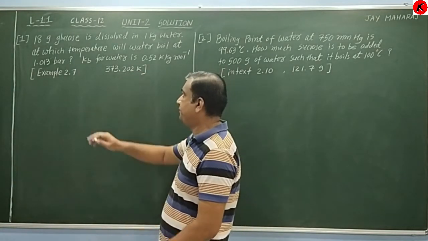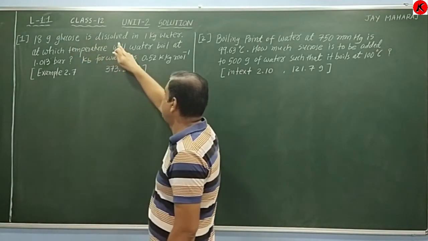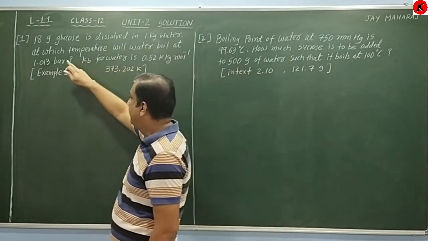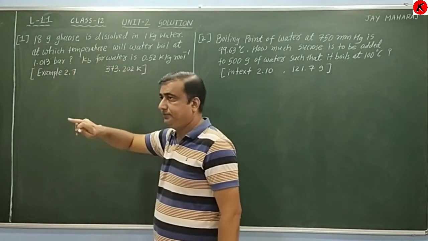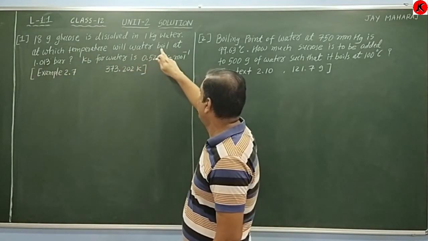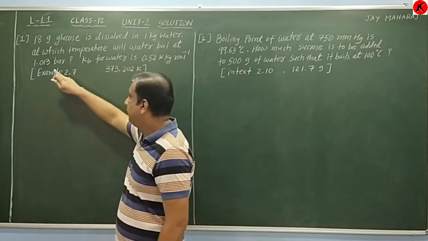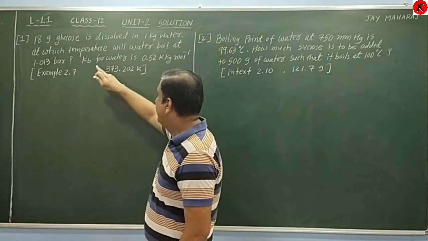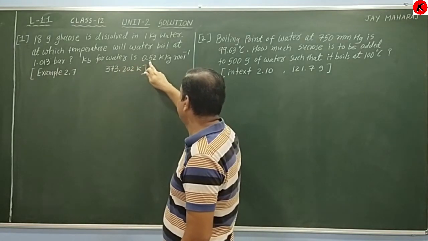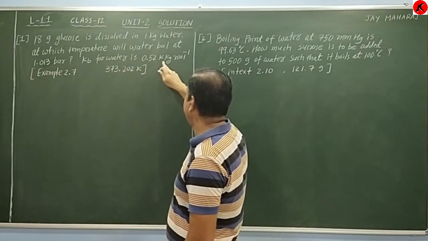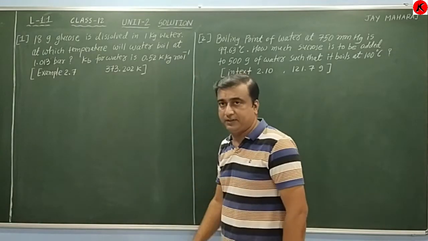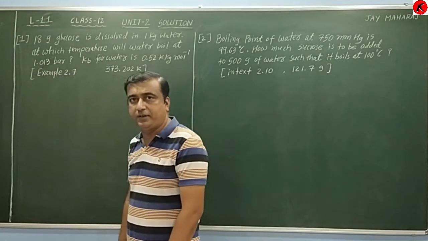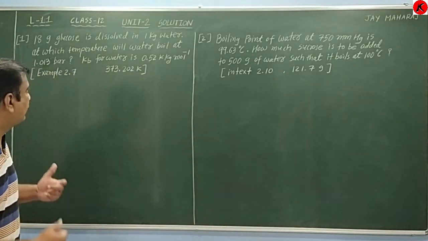18 gram glucose is dissolved in 1 kg water. At which temperature will water boil at 1.013 bar pressure? Kb for water is 0.52 Kelvin kilogram mole inverse. This is textbook example number 2.7. Now how to solve this example?